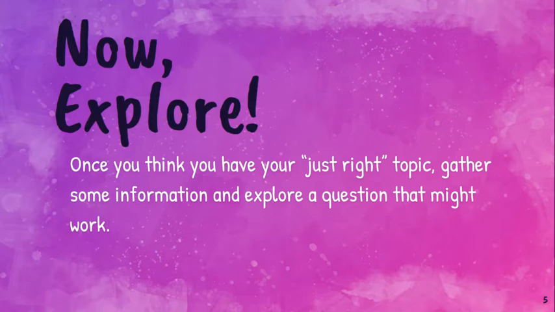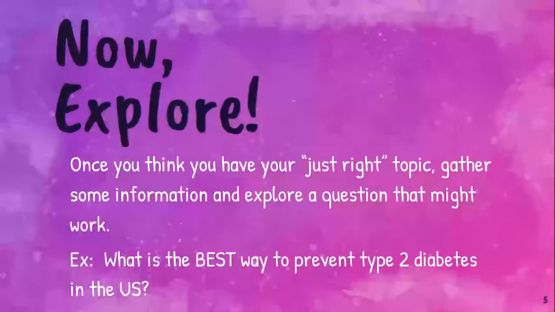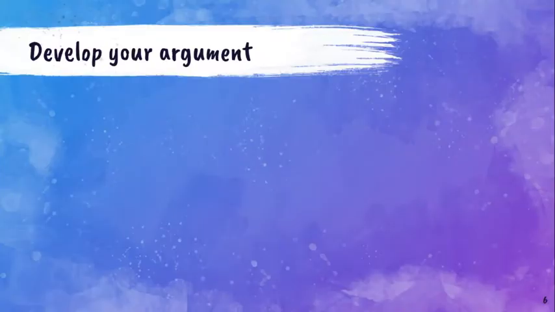So, an example here, going back to my type 2 diabetes example: what is the best way to prevent type 2 diabetes in the US? Notice I really bolded best. There's probably numerous ways, right? So you're going to find ways throughout your research. However, in my focus, the question is going to be the best way to prevent type 2 diabetes in the US. You will start then exploring that.